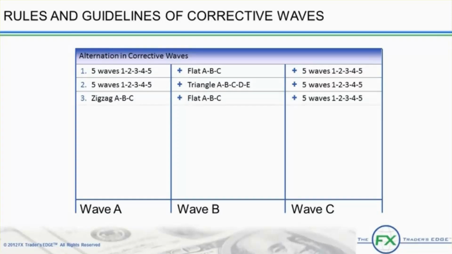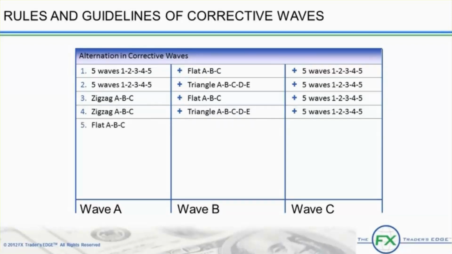Example 4 is an ABC correction with a zigzag, followed by a triangle, followed by a wave C. Notice that most of the time, the wave C is a 5-wave impulse wave, known as the killer wave, with the same characteristics as wave 3. Example 5 begins with a flat ABC pattern followed by a zigzag followed by a wave C. This would look like a complex sideways pattern rather than a zigzag.